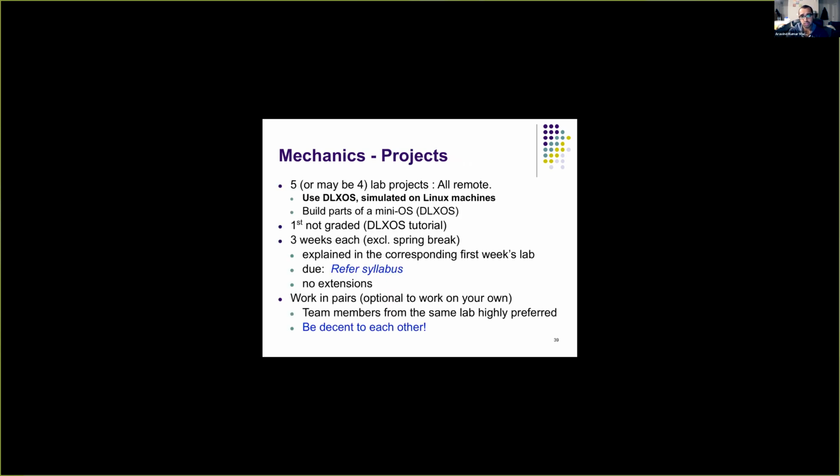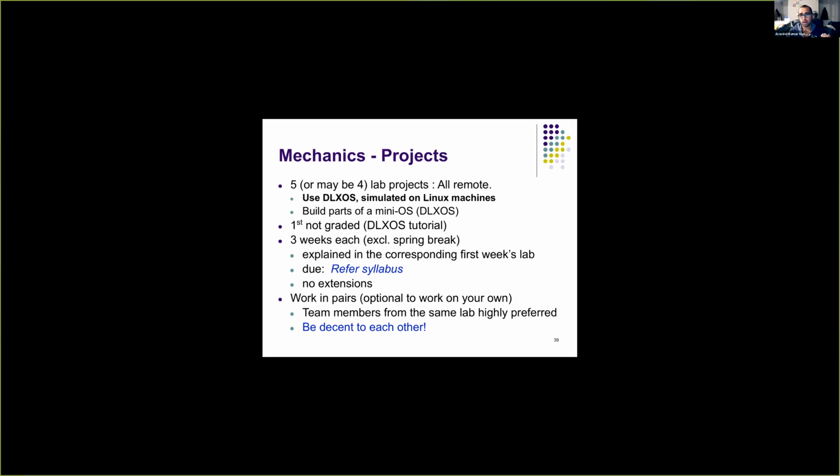Regarding projects, there will be 5 projects or labs. All the labs can be done remotely, so we don't need to worry about that. In the labs, we'll be mainly building parts of the operating system. We'll start slow with basic processes and system calls, and eventually end up building our own file system. The first lab is not graded.